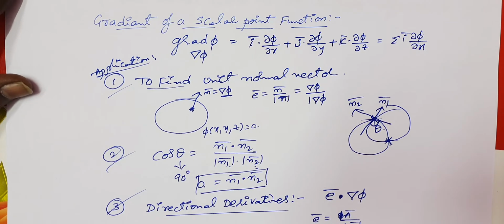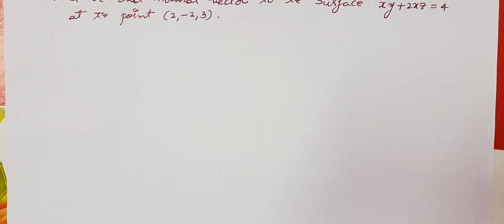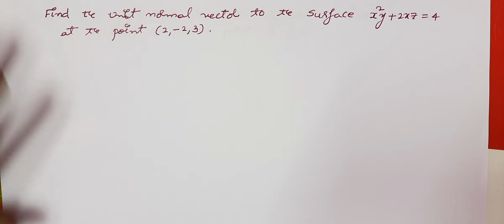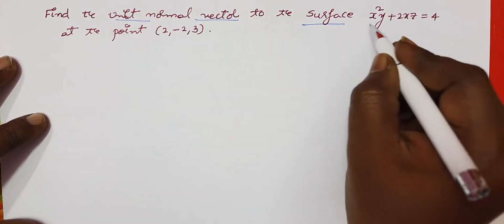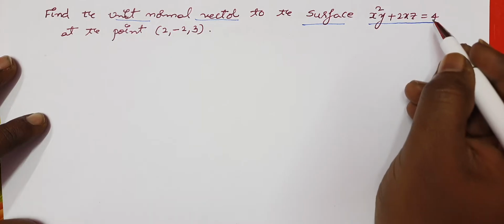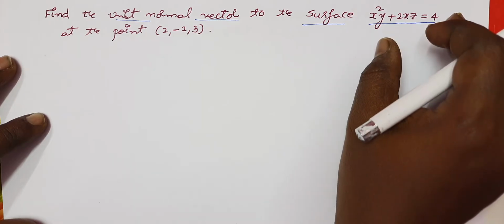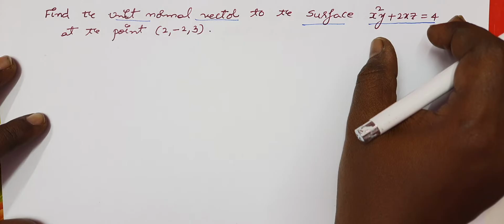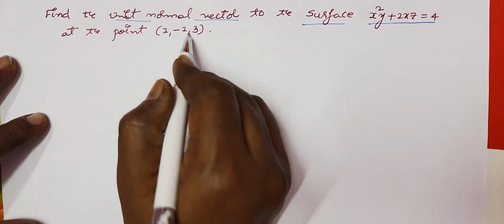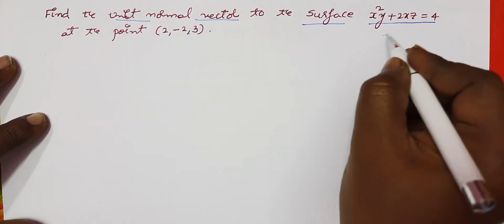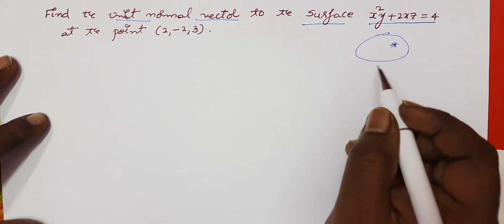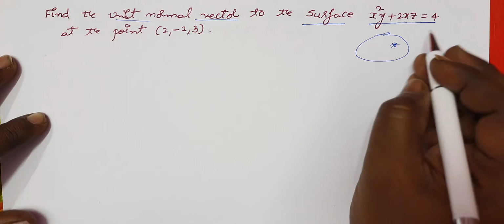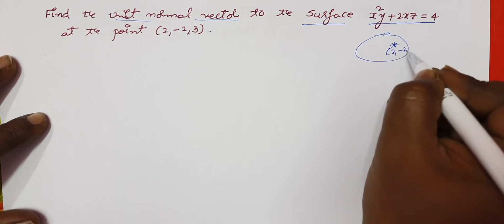Okay, see the problem. Find the unit normal vector to the surface x square y plus 2xz is equal to 4. Some surface is given to you, you have to find out the unit normal vector at this point. This point lies on this surface. Maybe the surface is in this form. It is not necessary to get the exact shape of that surface. So this point is (2, -2, 3).